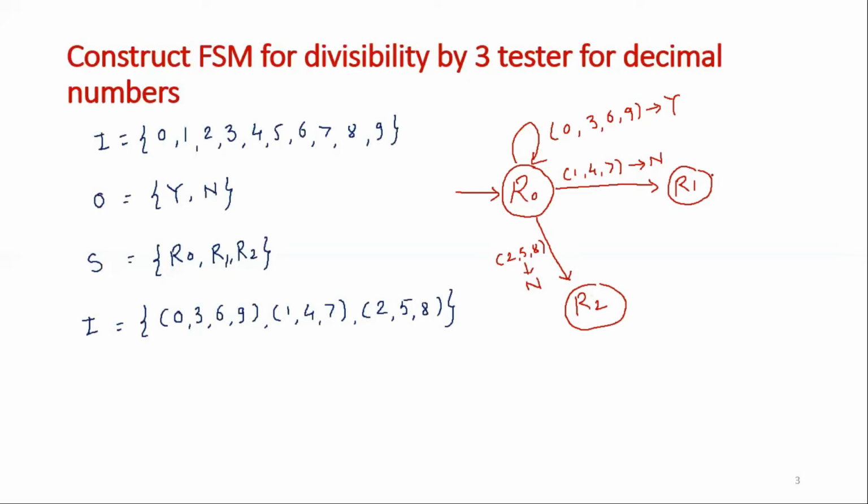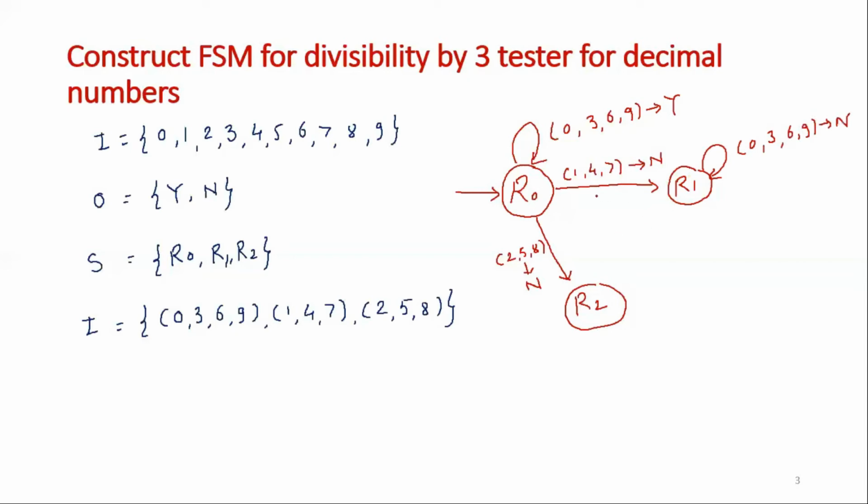Then in R1, if I get input as 0, 3, 6, 9, then number will be 1, 4, 7 and 10, and if I divide that by 3, I'll get remainder as 1. So here if input is 0, 3, 6, 9, corresponding output will be no.